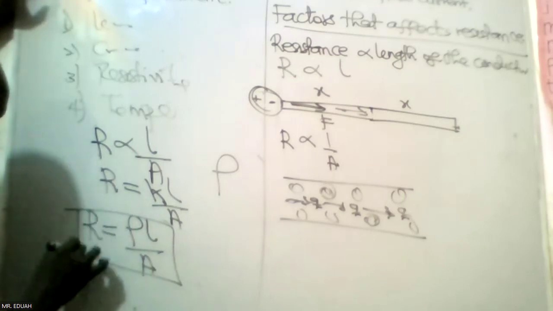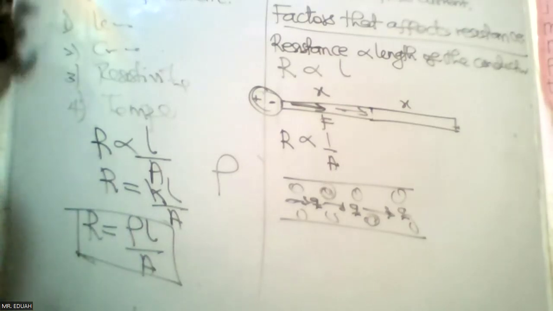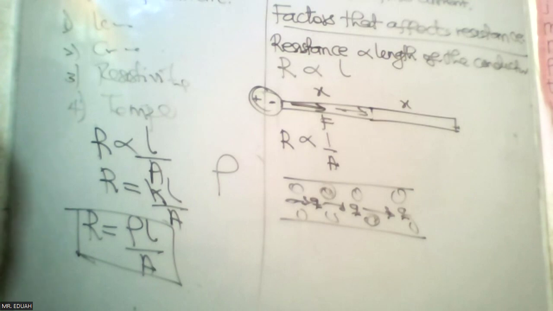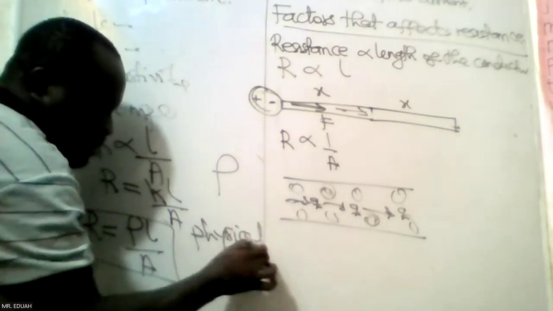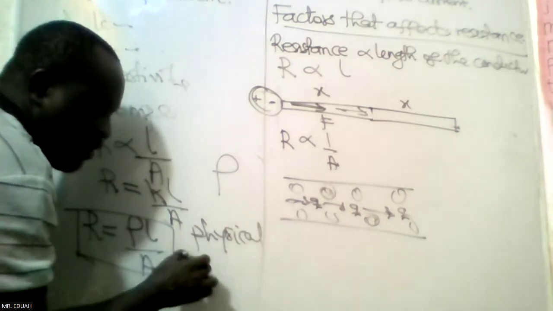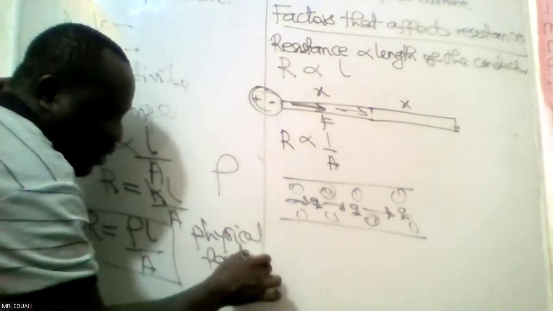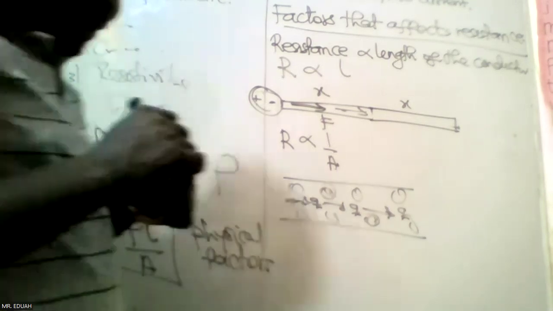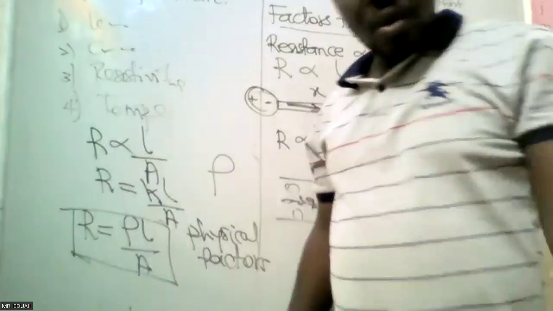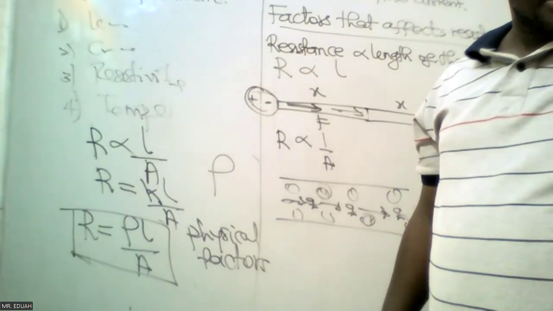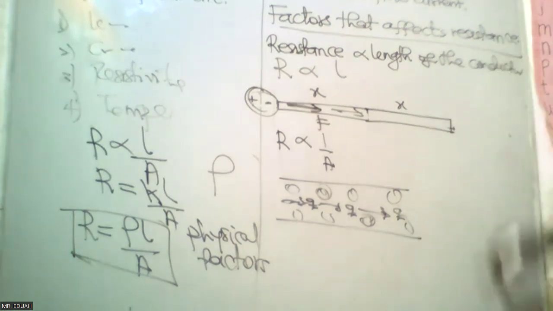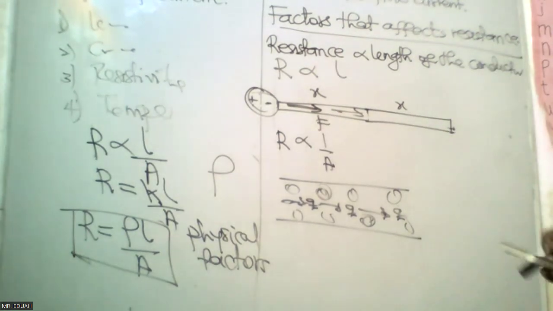This is what resistance depends on. These are physical, measurable factors. The other unseen factor is temperature. So an increase in length increases resistance. An increase in area decreases it.